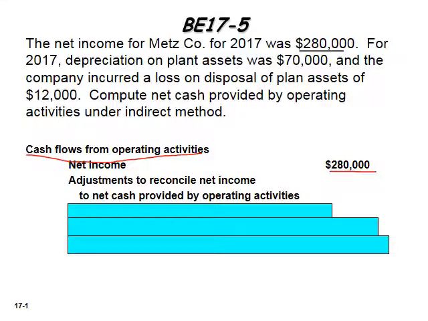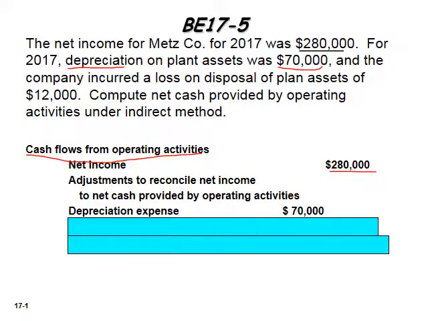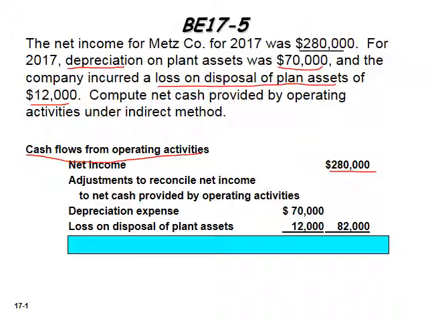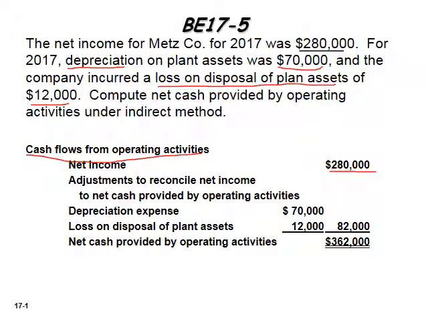First thing we do are the non-cash items. So we have depreciation expense, and that will be added back to the net income because it's subtracted as an expense to get to net income. So we're going to add that back. Then we had a loss on the disposal of plant assets. A loss is a reduction to get to net income, so we're going to add the loss back to get to the cash flow. So we are adding back the depreciation expense and the loss. There's an addition of $82,000, which gives us cash provided by operations of $362,000.